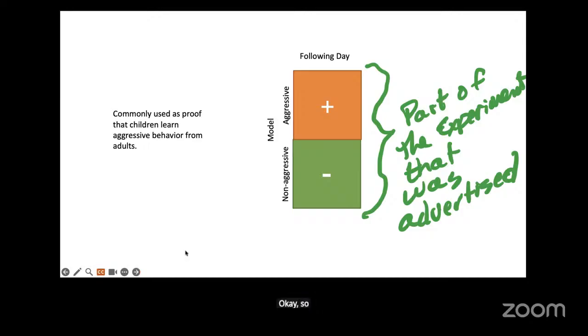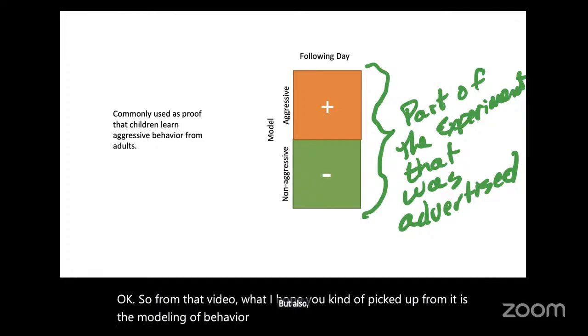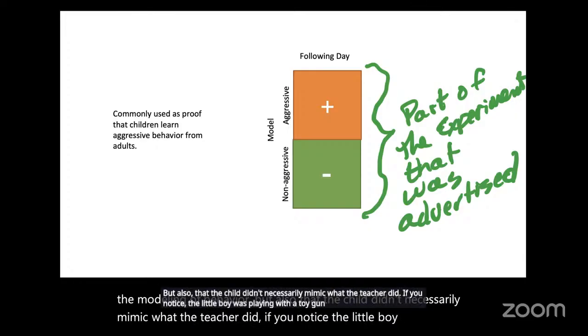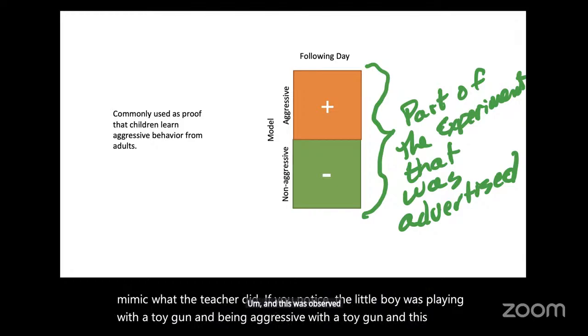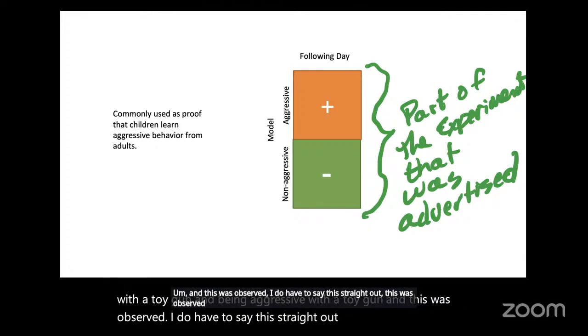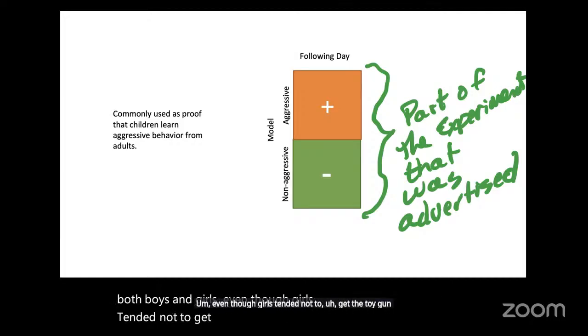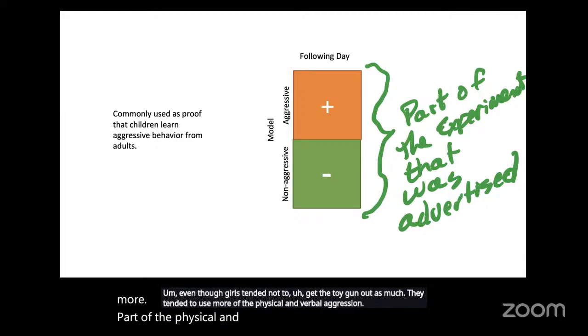Okay, so from that video, what I hope you picked up is the modeling of behavior, but also that the child didn't necessarily mimic what the teacher did. If you notice, the little boy was playing with a toy gun and being aggressive with the toy gun. And this was observed, I do have to say this straight out, in both boys and girls, even though girls tended not to get the toy gun out as much. They tended to use more of the physical and verbal aggression than the boys did.